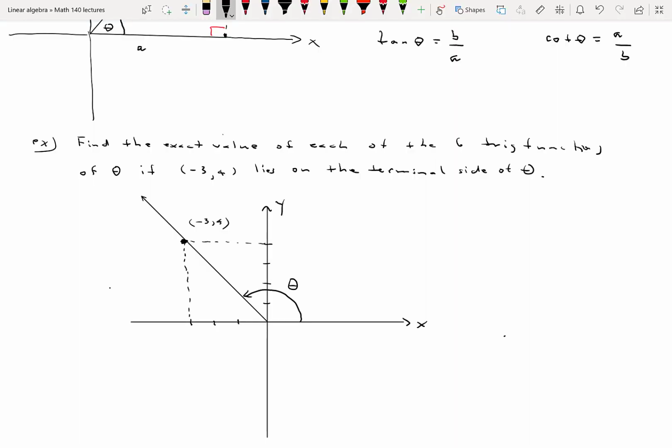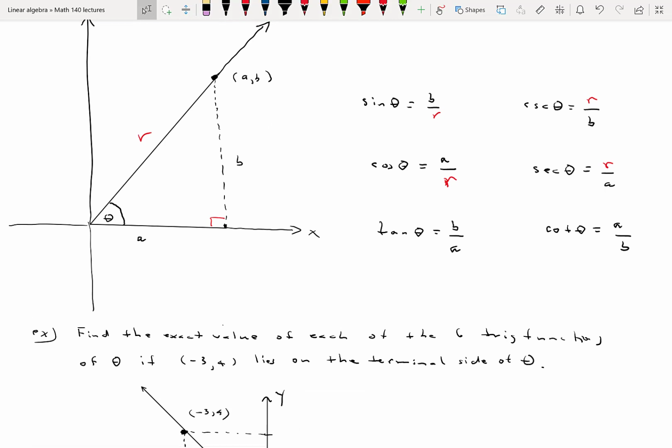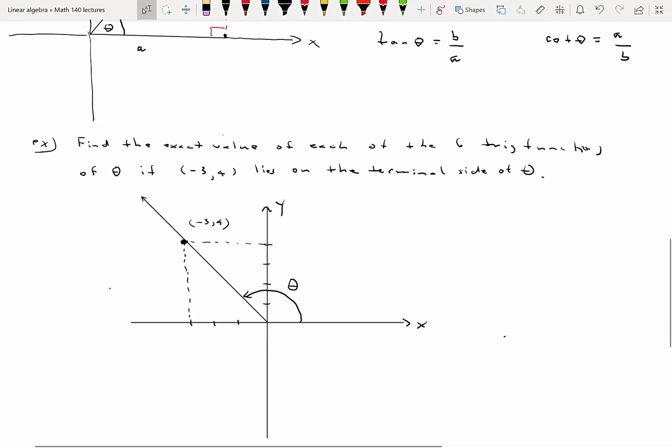So in order to do this, we need 3 things. We need an A, an X coordinate, a B, a Y coordinate, and an R. Well, the A is the X coordinate, -3. Notice it's not the side of a triangle. That's a coordinate. That's negative. B is 4. So what's R? Well, there is a little virtual triangle formed, and this is a 3, 4, 5 triangle. The Pythagorean theorem will give us 5 for that last side. Once we have all 3 quantities, we're essentially done, just like we were before.